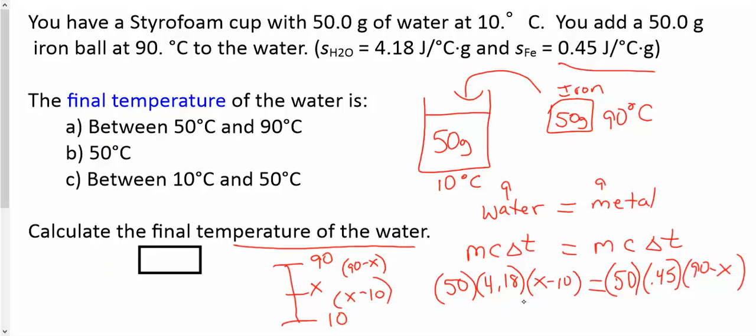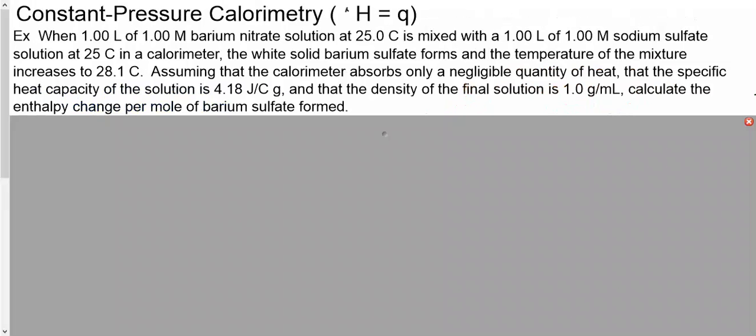Now we simply solve for X. And when we do that, we find that X is equal to 18 degrees. Now we'll have one last example of constant pressure calorimetry. Remember that delta H is equal to Q.